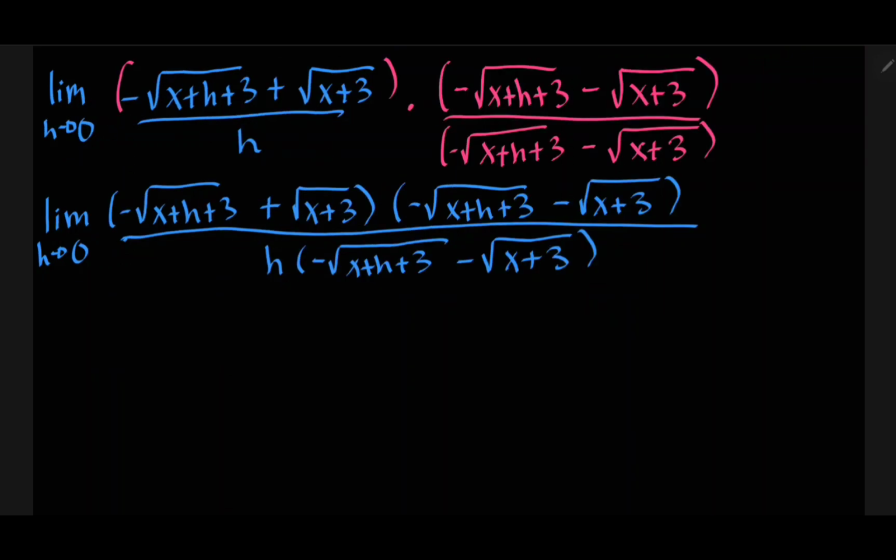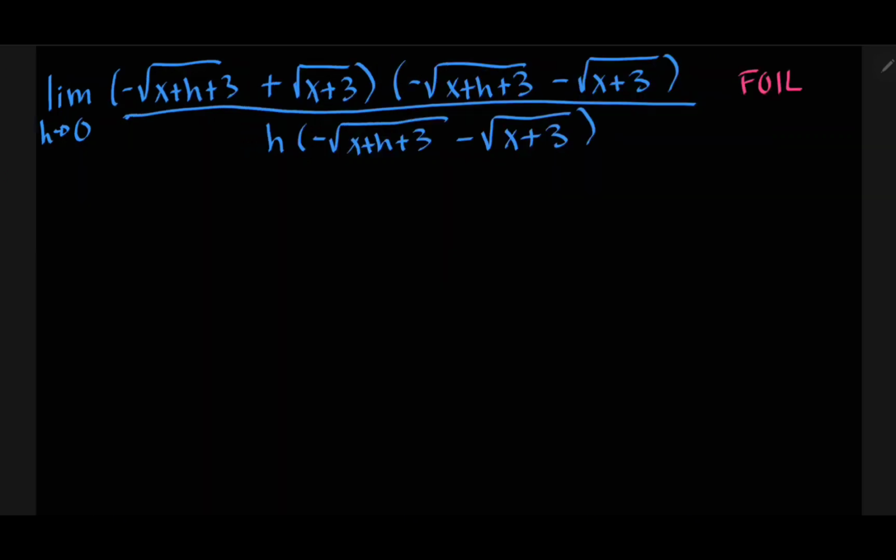Now that I've rewritten everything, let's just think about the top. So now we are going to use the FOIL method to multiply our numerator out. FOIL method uses our first terms first, outside, inside, last. That is the negative square root of x plus h plus 3 times itself, which is the same negative x plus h plus 3. Outside terms would be the negative square root of x plus h plus 3 times this other negative, negative square root of x plus 3. So plus negative square root of x plus h plus 3 times another negative square root of x plus 3.